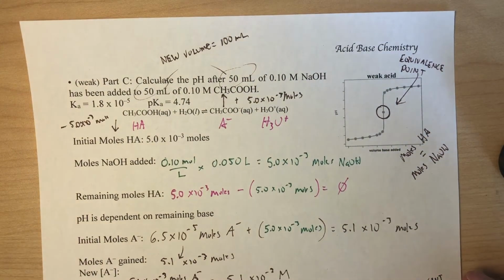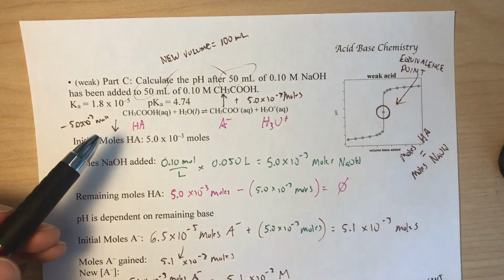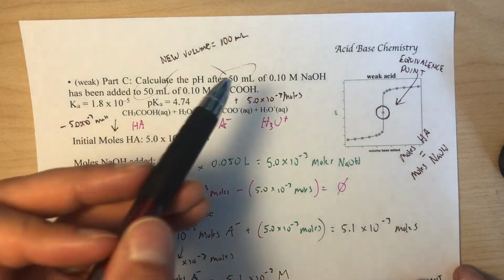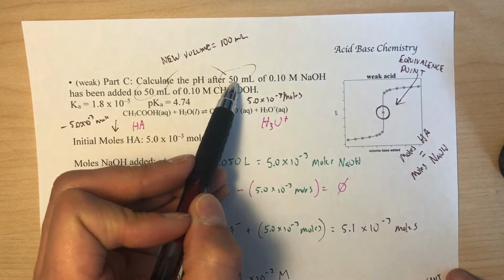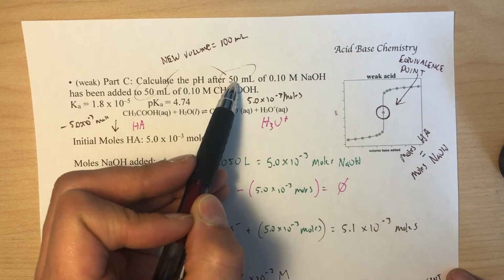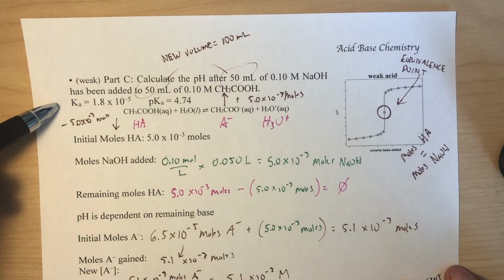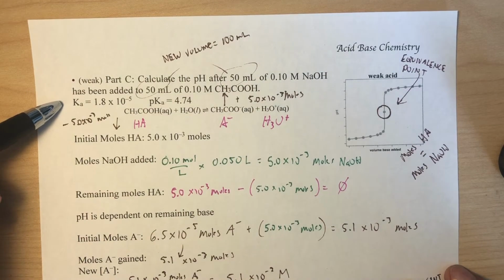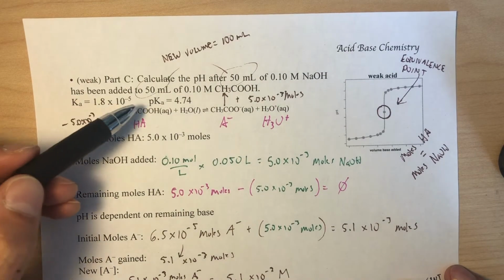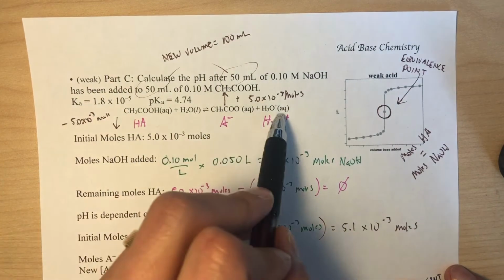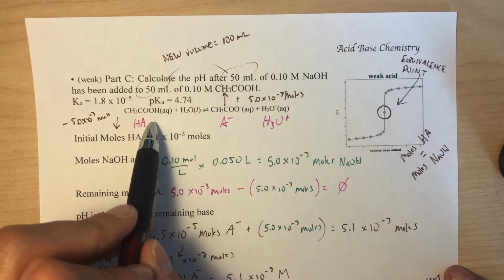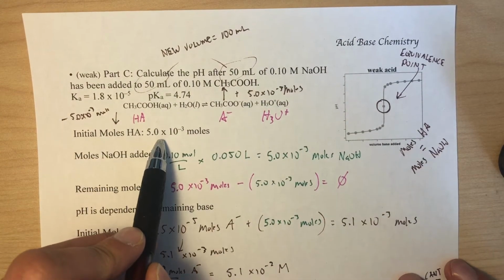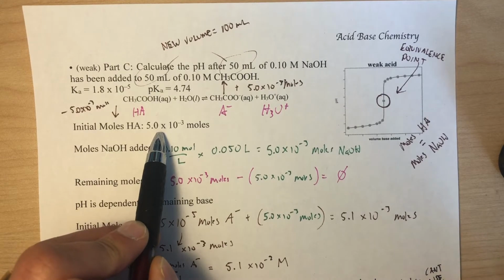Next, we are going to test and see what the pH is of our titration after 50 milliliters of our 0.1 molar solution of sodium hydroxide has been added. So again, our Ka is 1.8 times 10 to the negative fifth, our pKa is 4.74, and we still have this reversible reaction with acetic acid. Our initial moles of HA are still the same. They are 5 times 10 to the negative third moles.